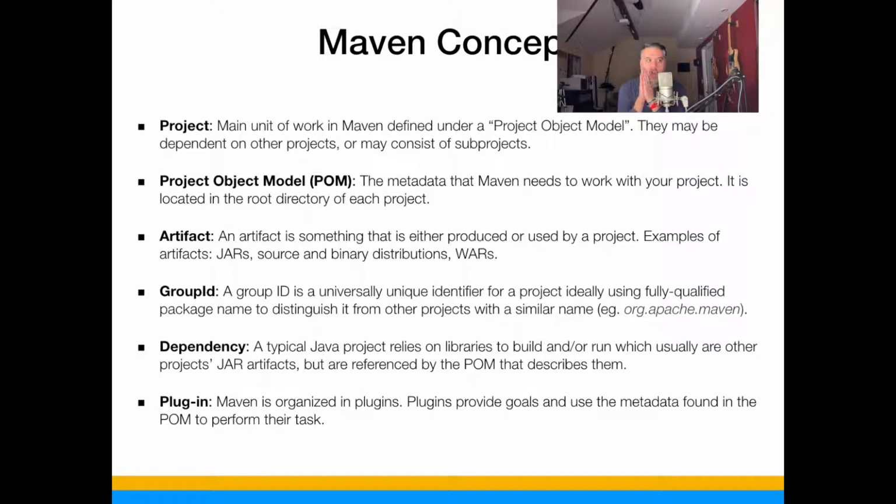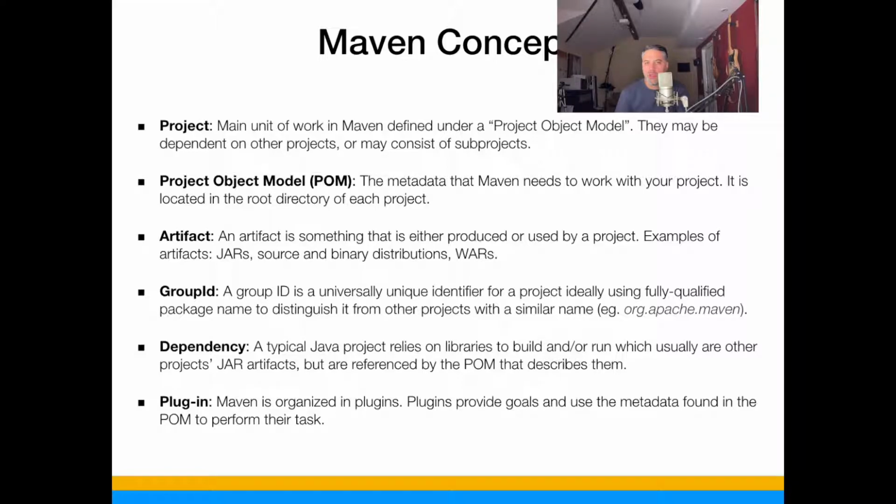On Maven, what is a project? Well, a project is essentially the main unit of work. It's essentially what you're going to build. And that is defined in a project object model, which is a POM file. It has all the metadata needed to be compiled, that describes how everything is going to be built and run and deployed and go through the life cycle. And that's a file that is sitting at the root of the file system.